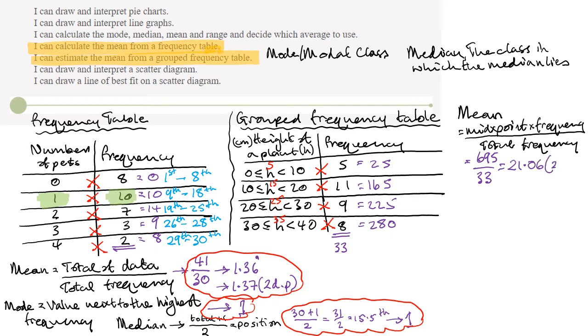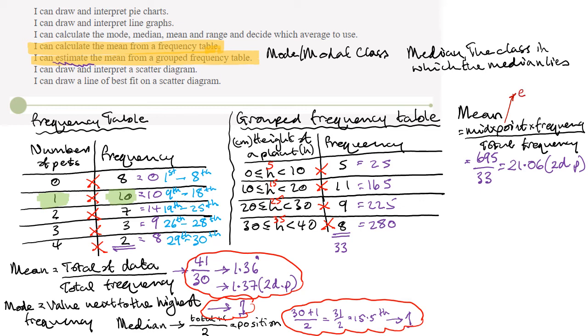So I'll just put 2dp. Okay, so that's our mean. And actually, in these questions, you'll be asked to estimate the mean. Now the reason why it's an estimate is because we're using this midpoint here. It's a number that doesn't really exist in the data. We've made it up so that we can estimate the mean.